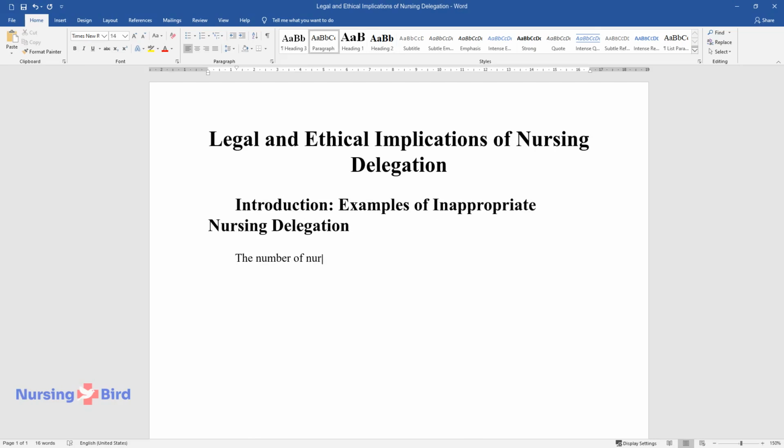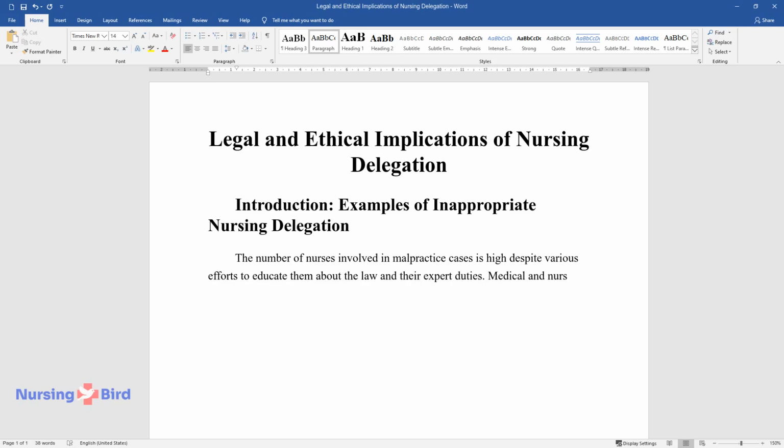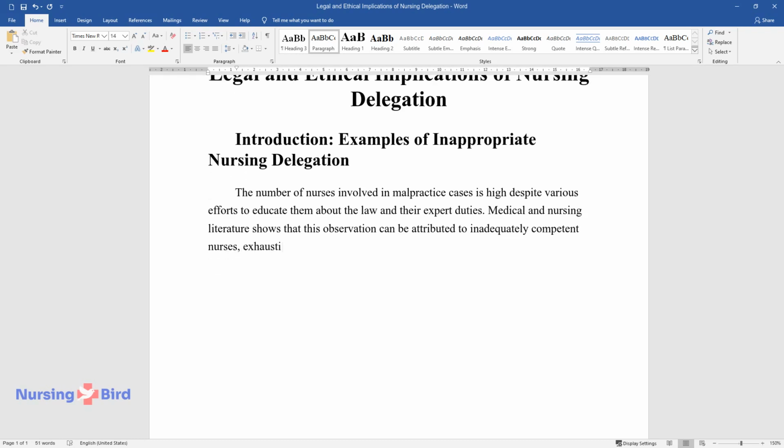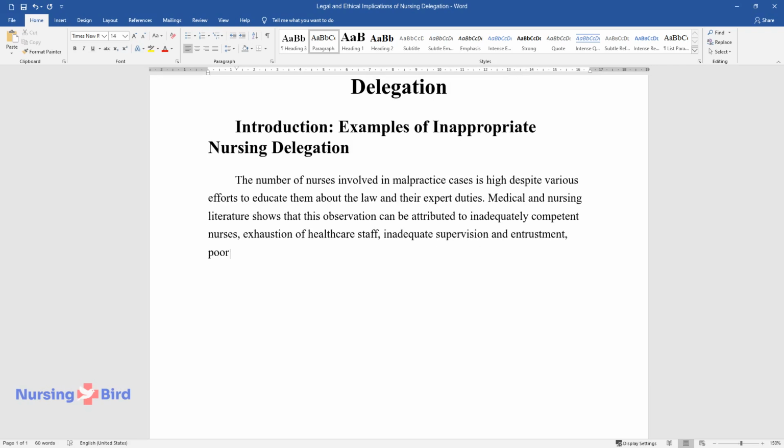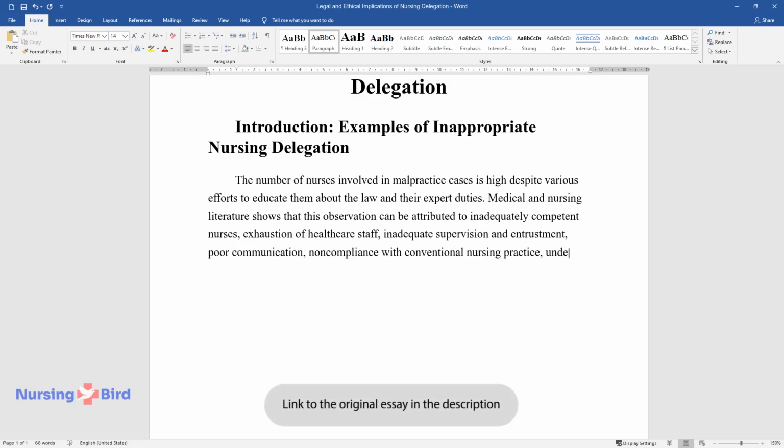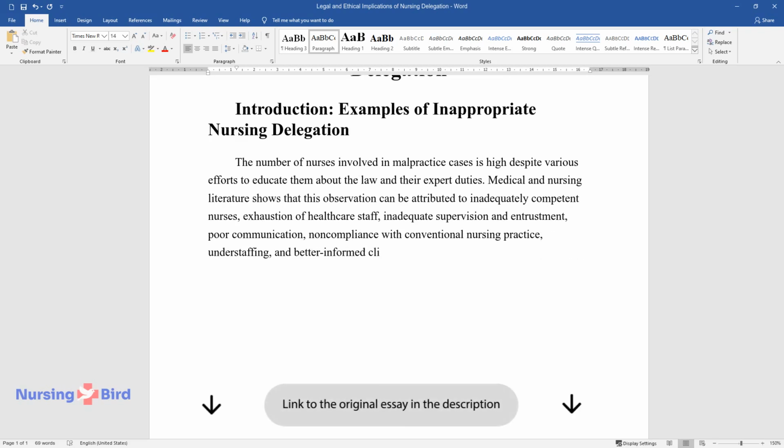The number of nurses involved in malpractice cases is high despite various efforts to educate them about the law and their expert duties. Medical and nursing literature shows that this observation can be attributed to inadequately competent nurses, exhaustion of healthcare staff, inadequate supervision and entrustment, poor communication, non-compliance with conventional nursing practice, understaffing, and better-informed clientele.